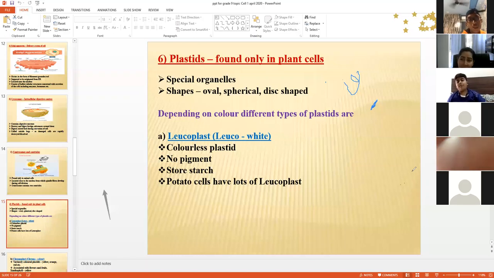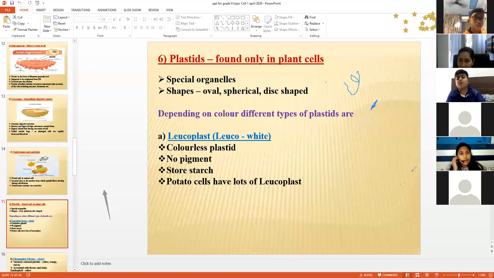Because unless ATP is being... Because for each and every process which is happening inside your body, energy is needed. So unnecessarily, the cell will not spend energy. Understood?